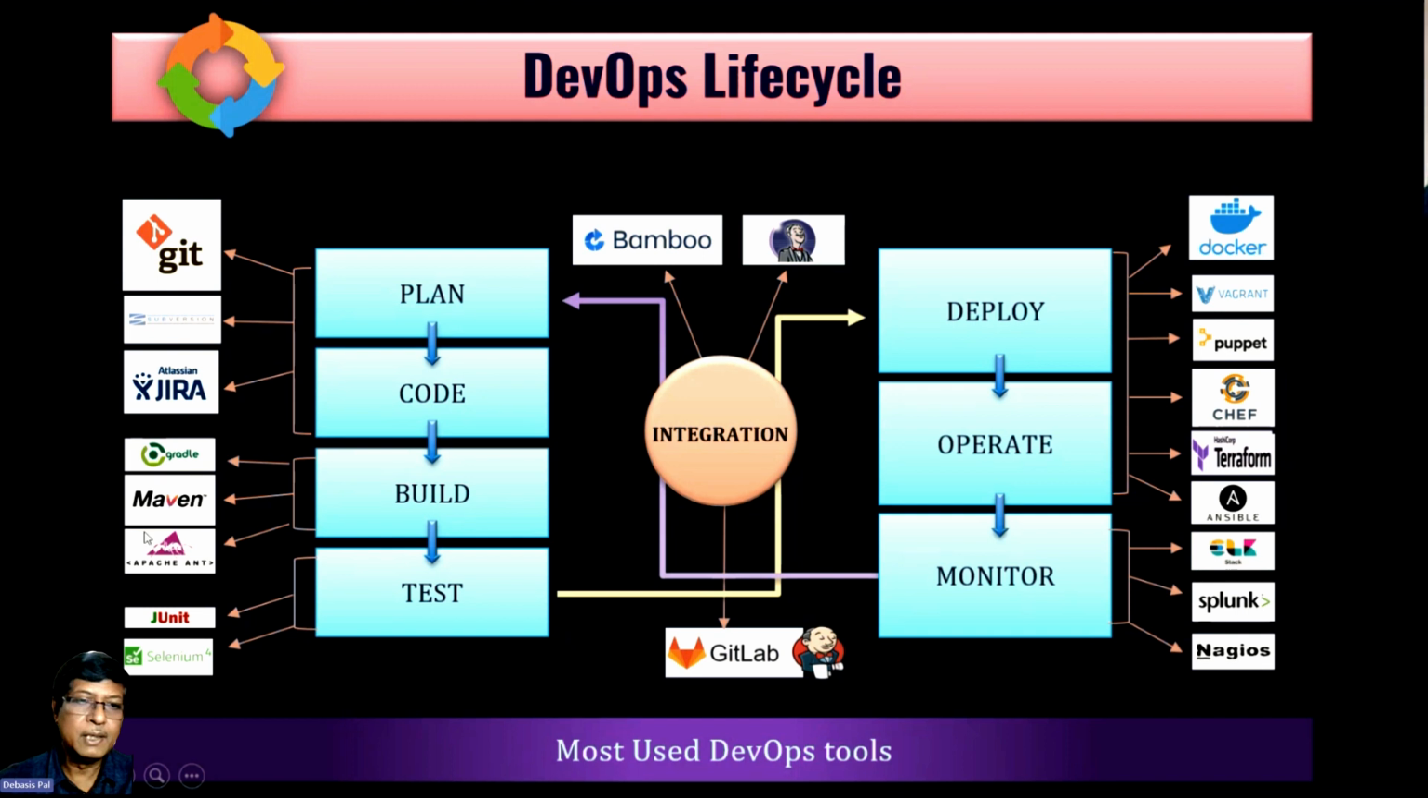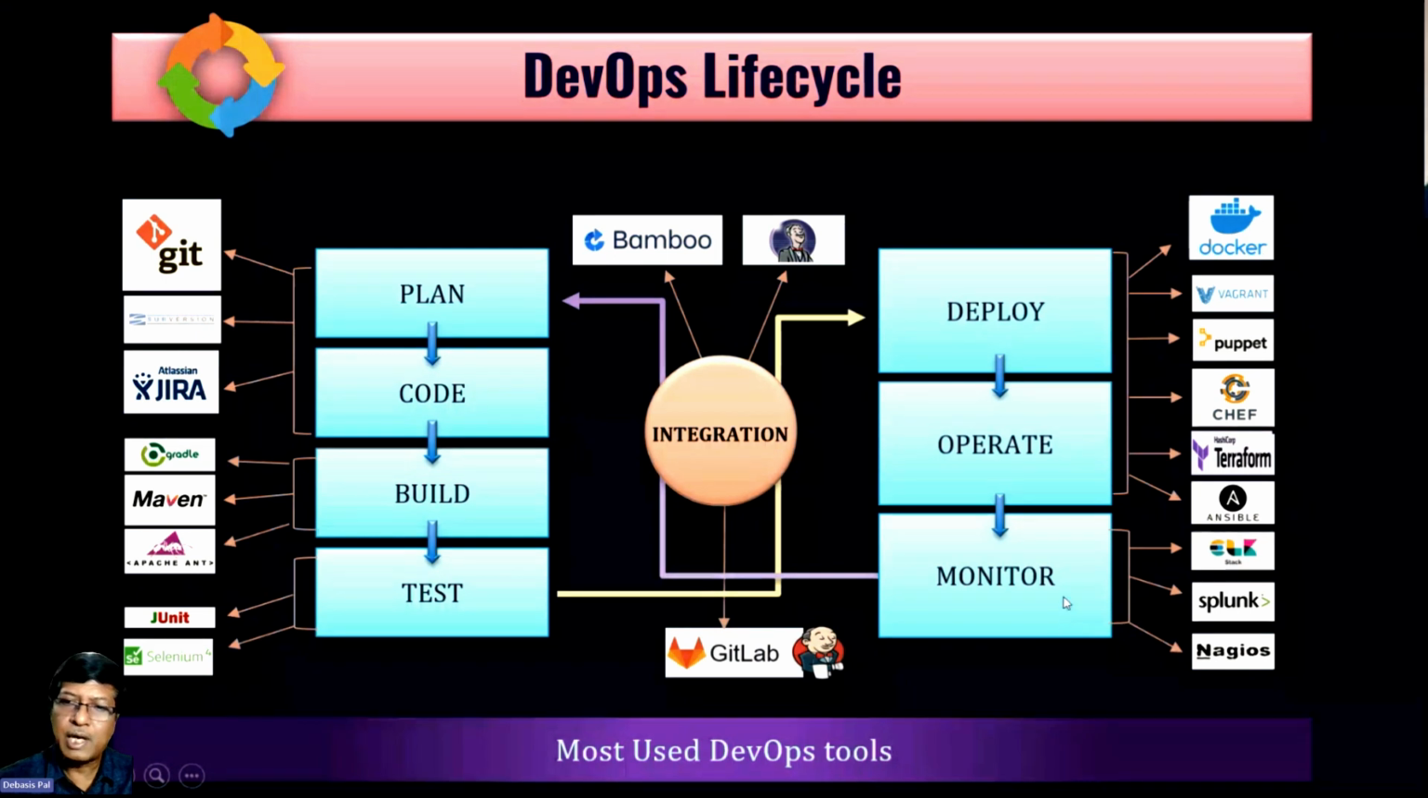Then the build, Maven build. For the testing tool, there is Selenium. You know JUnit and Selenium. These are the tools for automation in testing. Then there's the deploy. For automation of the deployment, you need Docker containerization, Vagrant or Puppet. So you learn Docker. In the operate phase, you learn Terraform and Ansible.